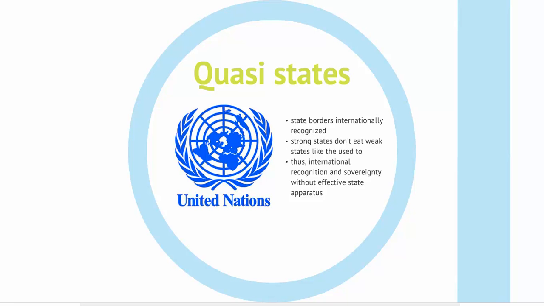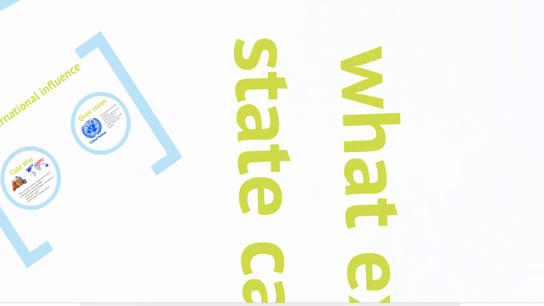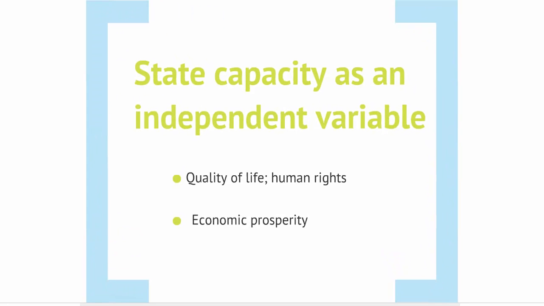That's why we have quasi-states. Essentially, they have legal recognition, but they don't have internal sovereignty. They don't have internally any of the institutions or capabilities that our ideal type of a state has. So those are some independent variables that explain the dependent variable of state capacity. Well, let's think of state capacity as an independent variable that explains other dependent variables before we conclude.